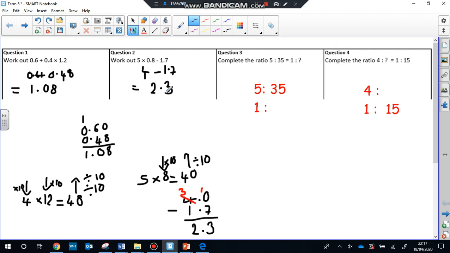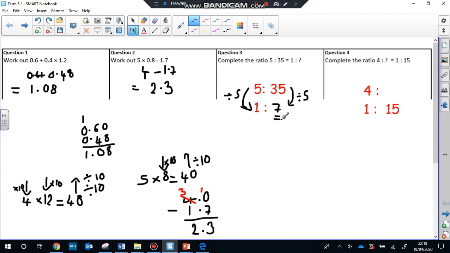Question 3, we're looking at simplifying ratio. So we started off with 5 to 35. They're asking us to get an answer 1 to something. So I need to think about how did I get from 5 to 1, and because it's a ratio, it has to be multiply or divide, so it's going to have to be divide by 5. But if I divide this by 5, I've got to divide the other side by 5 as well, very similar to fractions. And 35 divided by 5 is 7, so the answer is 1 to 7.